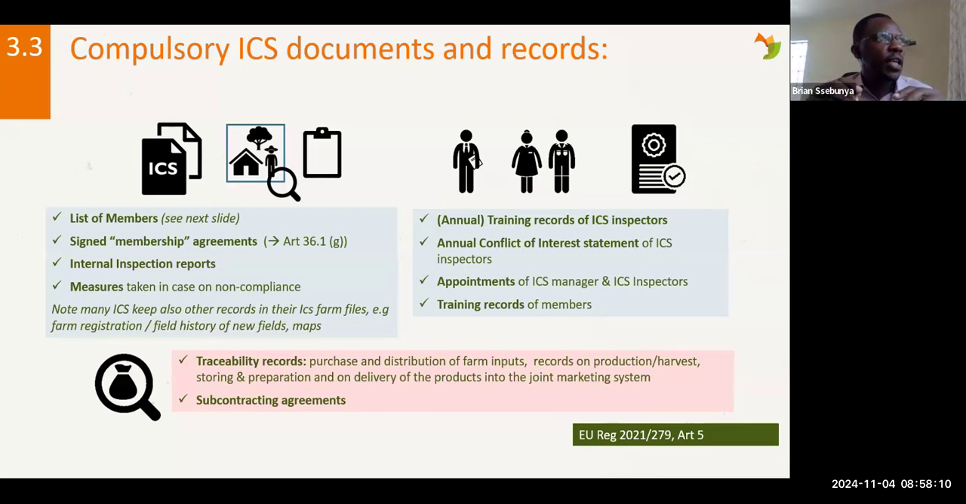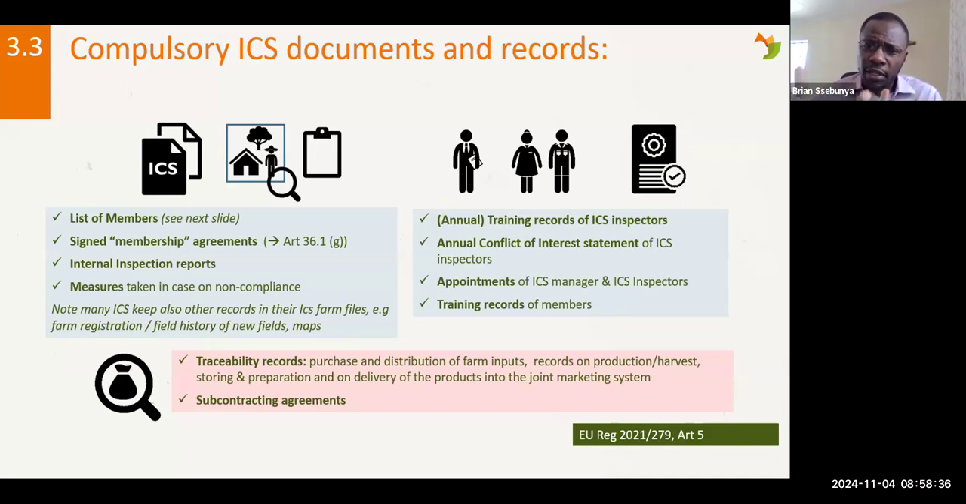what the difference between a document and a record is. But because we don't have time, I'll go straight to it. A record is the evidence. A document is just a written proof of something. It could be a procedure. It could be even a record is a document.